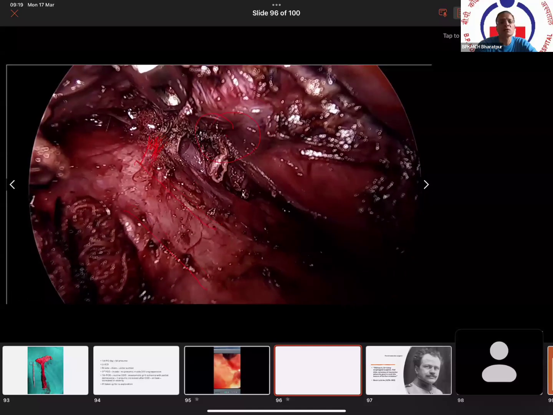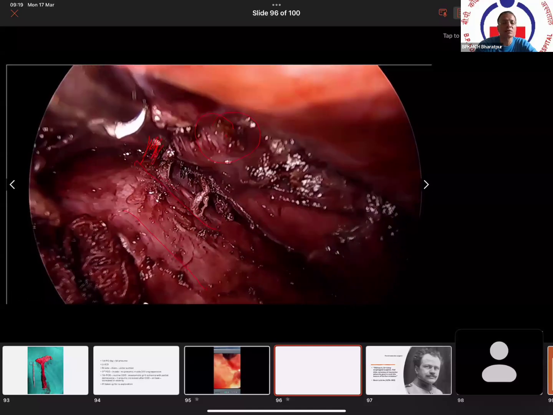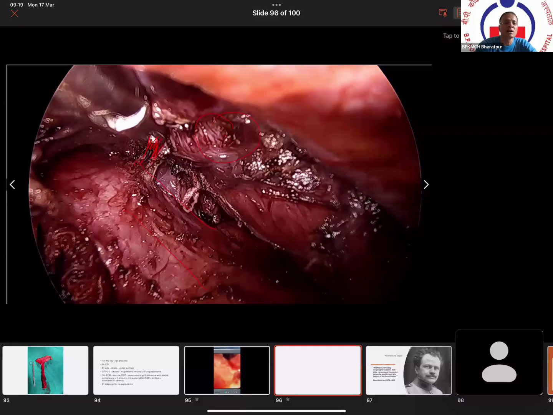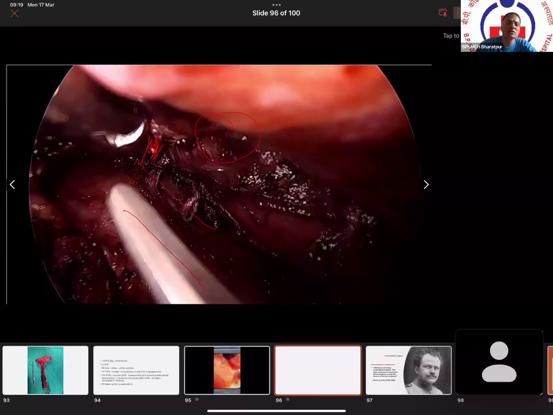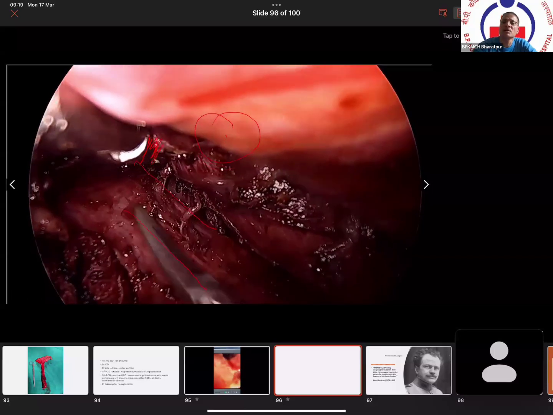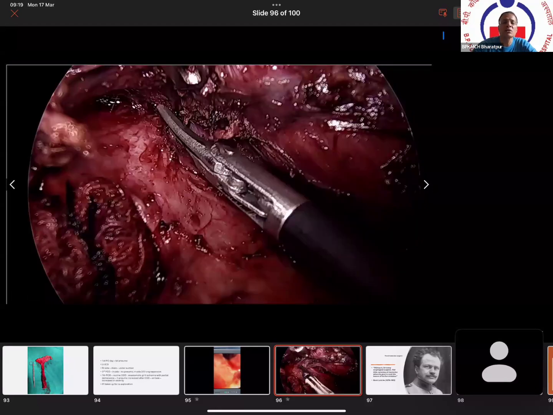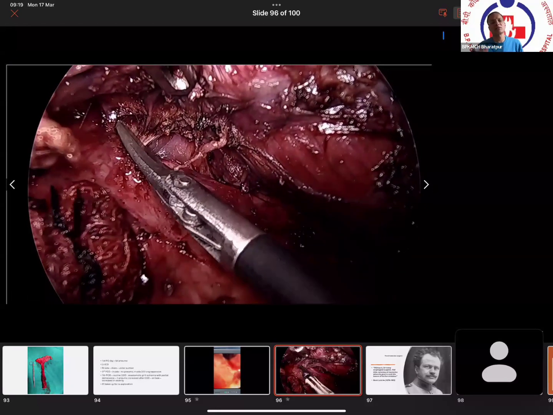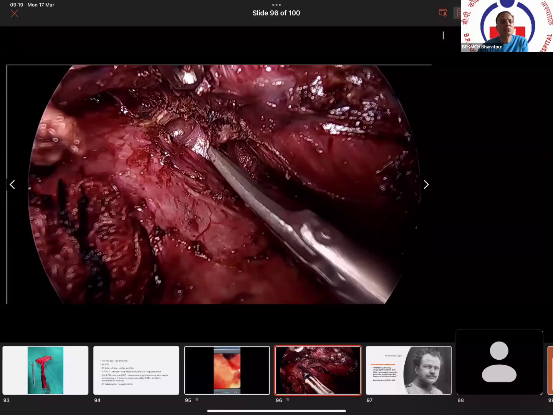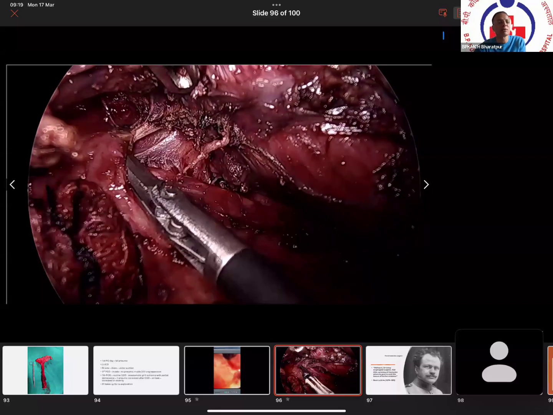Gently, it means not much of the coagulation force was there, not much of the mechanical force was there. I tried to cut it with the scissors. The scissor was not of good quality, so it did not help. Then I took the cautery monopolar hook and divided it. So far, we didn't see any injury to the left main bronchus.